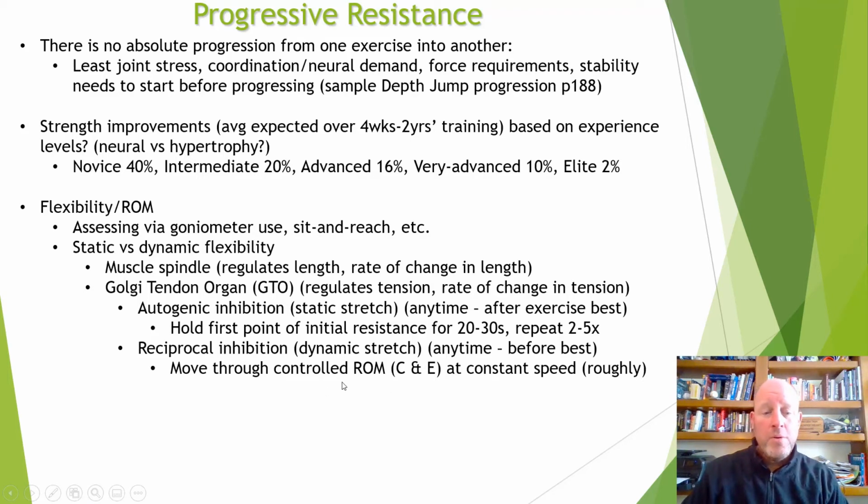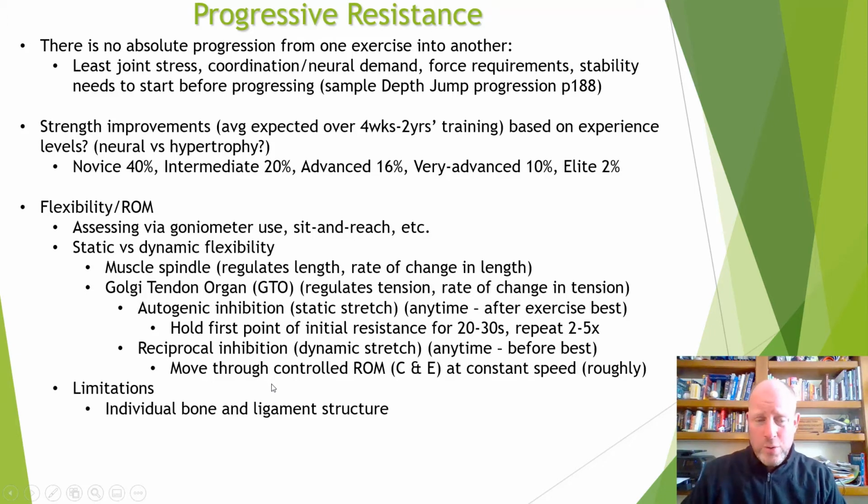But that said, when we say move through a controlled range of motion, through concentric and eccentric, at a constant speed, roughly constant. Okay, there's no such thing as an exactly constant speed. Limitations. Individual bone and ligament structure plays a great role here, and obviously you can say tendon and connective tissue in general. There's a lot of limitations for flexibility. We have to take that into account. Again, body size as well can be noted here. Be careful with it. Previous injury and scar tissue, also more cause for concern.